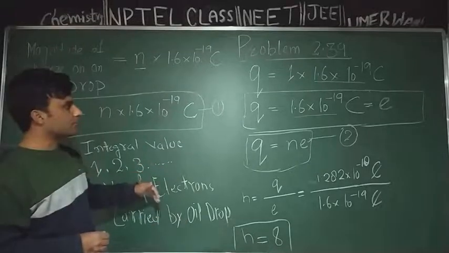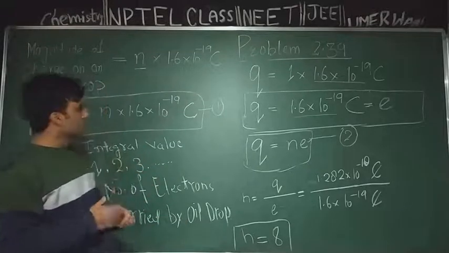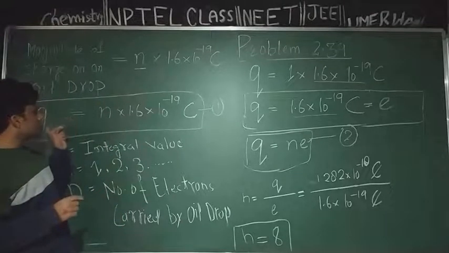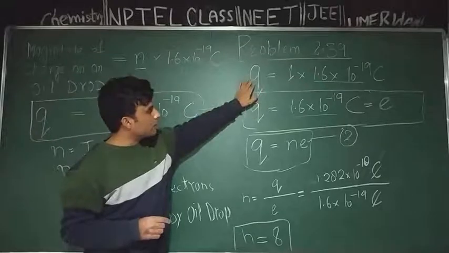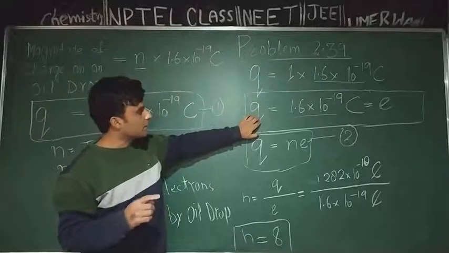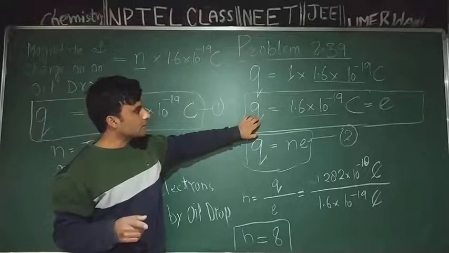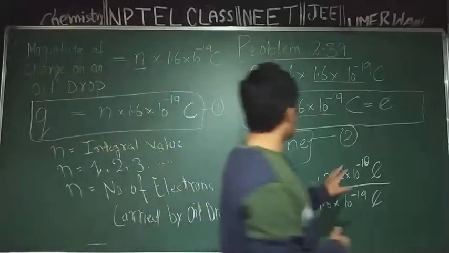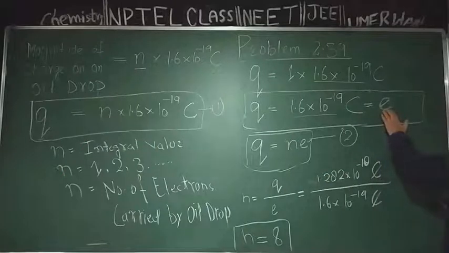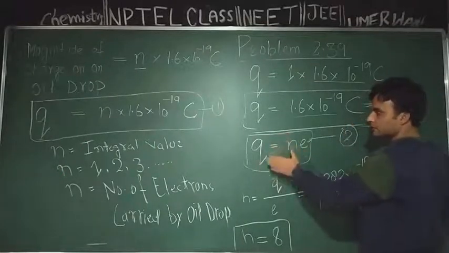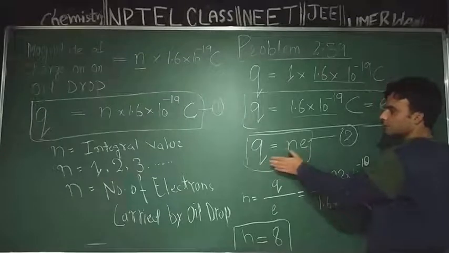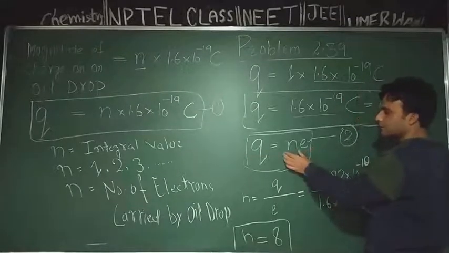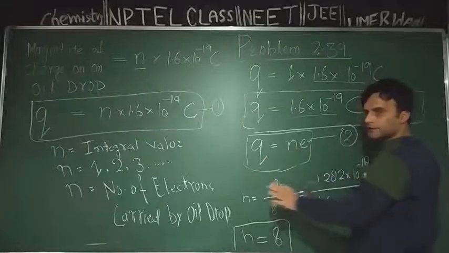Then how was he able to determine the magnitude of charge on one electron? He substituted the value of n equal to 1. He got the magnitude of charge carried by the oil drop equal to 1.6 into 10 raised to power minus 19 coulombs, which is basically the magnitude of charge carried by one electron, represented by small e. So I wrote this equation: Q is equal to Ne. Q is the magnitude of charge carried by the oil drop, e is the magnitude of charge carried by one electron, and n is the number of electrons that reside on the oil drop.